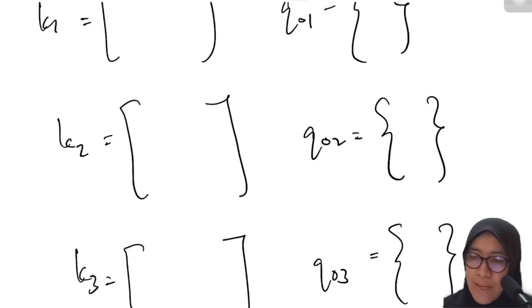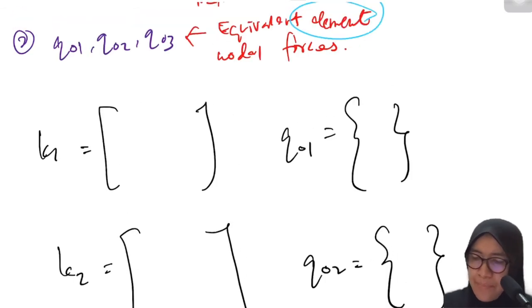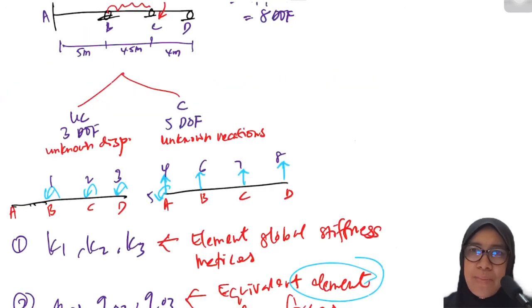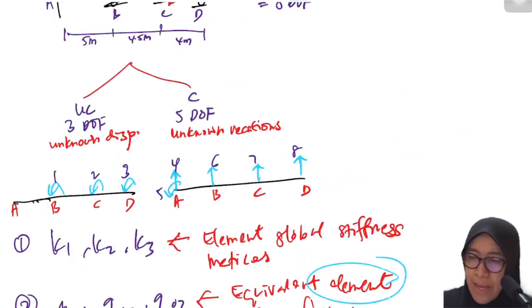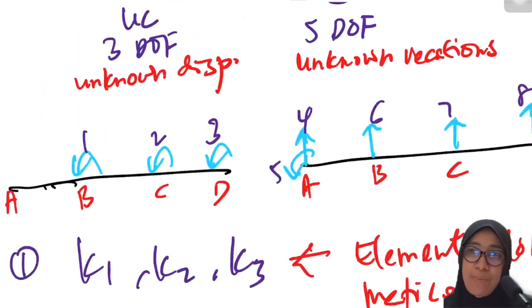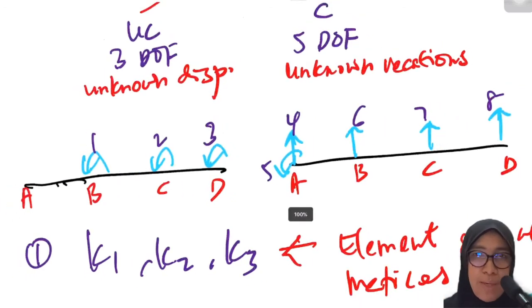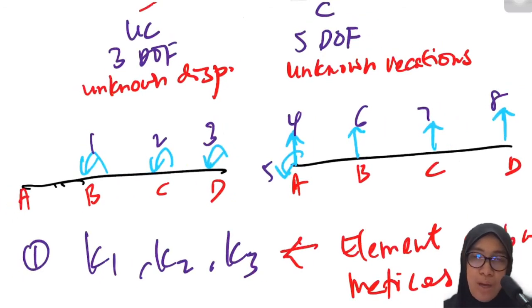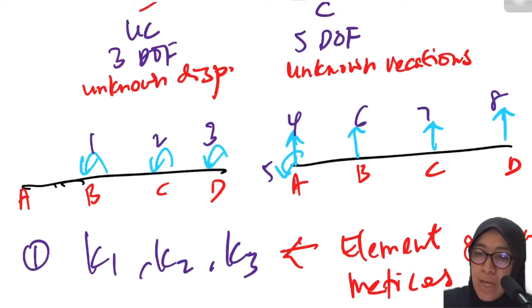So let's look back at the diagram. For element number 1, of course, element number 1 is AB, element number 2 is BC. So we just label back this as element number 1, element number 2, and element number 3.